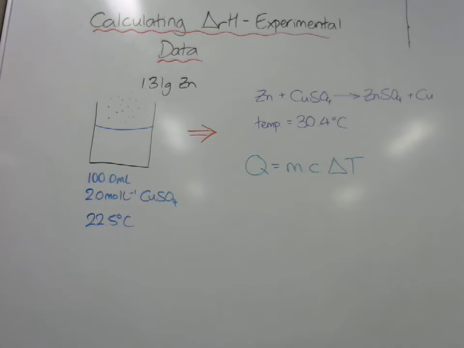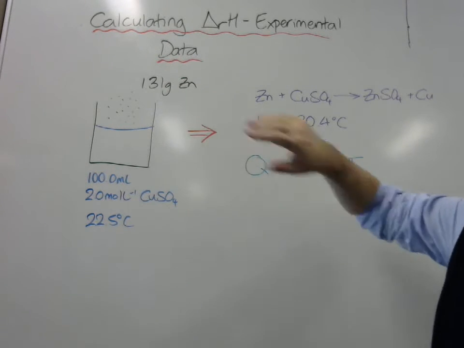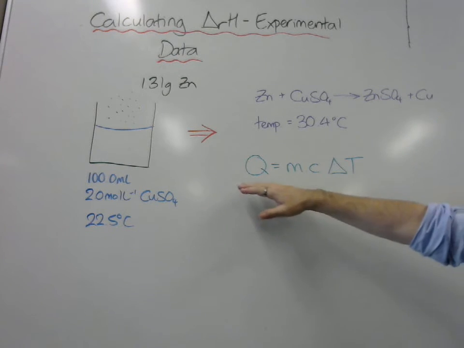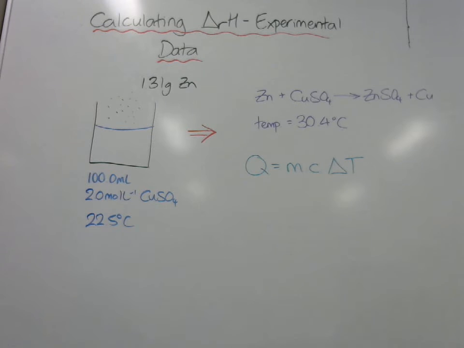So what we do is we have a thermometer in there before we add the zinc and we find that it is 22.5 degrees. After adding the zinc we notice that it goes up to 30.4 degrees. So something has changed, specifically the temperature. If the temperature has changed, it means there must have been a change in enthalpy as well. So how do we translate that information into something meaningful, which is energy, given the symbol Q?